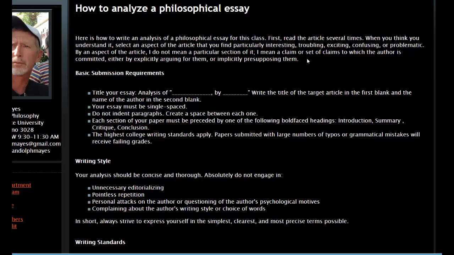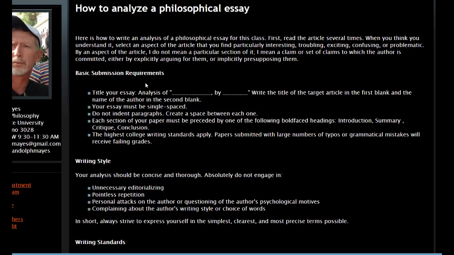The point here really is that you're not responsible for the entire article, and I'll be making this point in a couple of different ways later. Of course, I want you to have read the article and to have understood it in a general way, but your analysis isn't going to tell me everything about the article. What you're doing is focusing on some aspect of the article that interests you, both to summarize and to criticize.